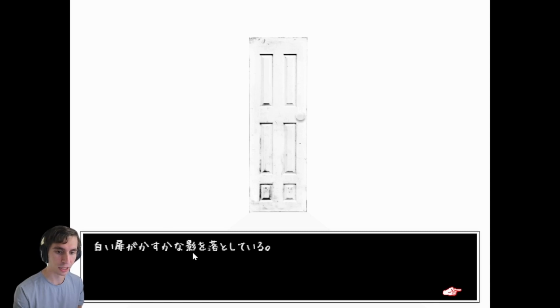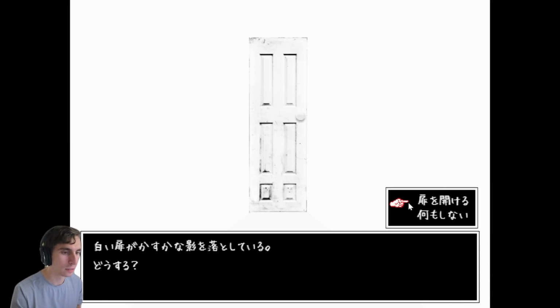Oh, object marking particle. So the door and an object marking particle, faint shadow. What? Otoshiteru. And this means, in this sense, while we're using kind of the verb to fall, it's telling us it casts a shadow. Okay, so it casts a shadow is how you translate that. So the white door casts what? A shadow. A faint shadow. So shiroi tobira ga kasuka na kage o otoshiteru.